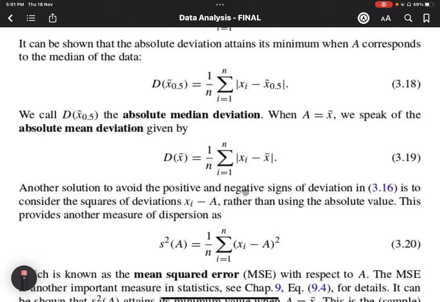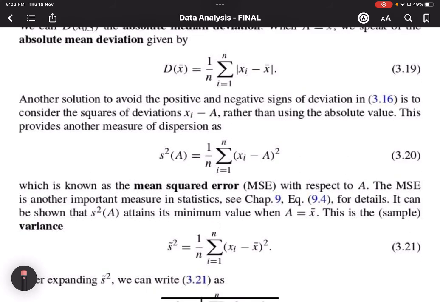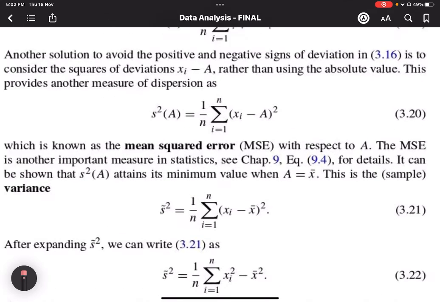Another method to avoid the positive and negative signs of deviation, we use the square. No? So, this provides another measure of dispersion which is known as the mean squared error. So, MSE. Yan, ito yung tawag doon. No? The MSE is another important measure in statistics. It can be shown that S squared(A) attains its minimum value when A is equal to the mean.